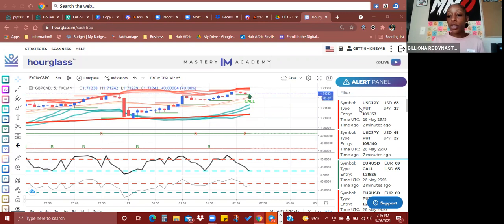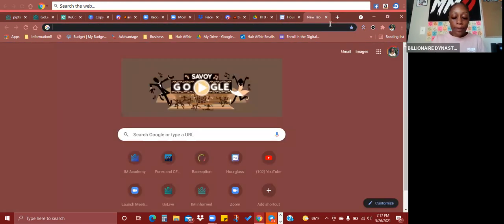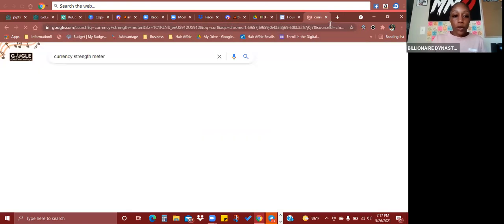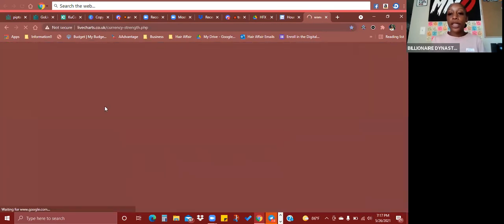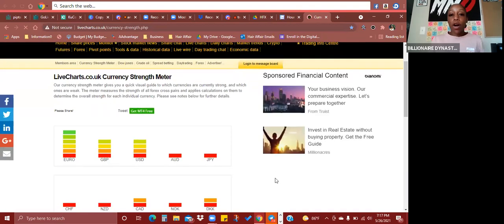Okay, so the first confirmation that you guys want to be looking for is called the currency strength meter. Now, I want to give you guys a website. I don't really know what it is off the top of my head, but I always just type in currency strength meter, and then I go to the first one. So it's livecharts.co.uk, right? This is the currency strength meter that I like to use.